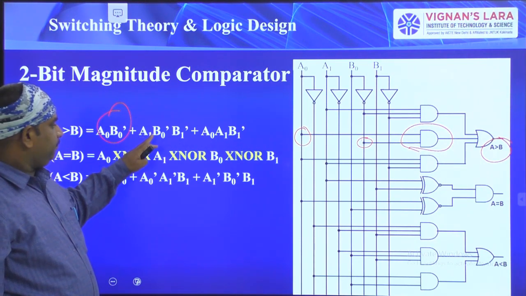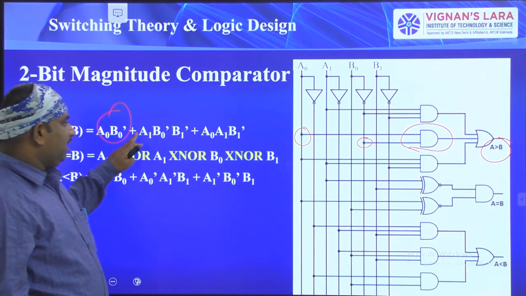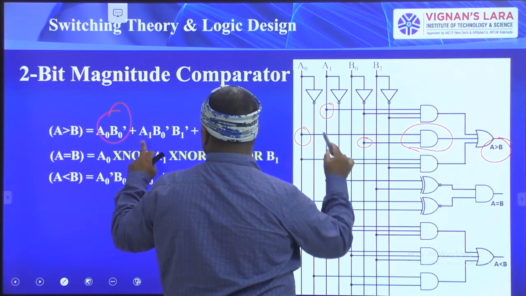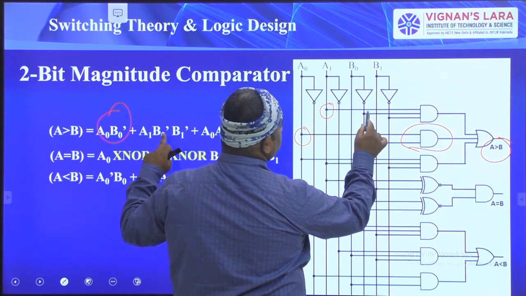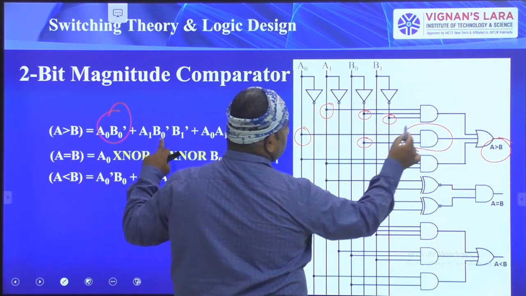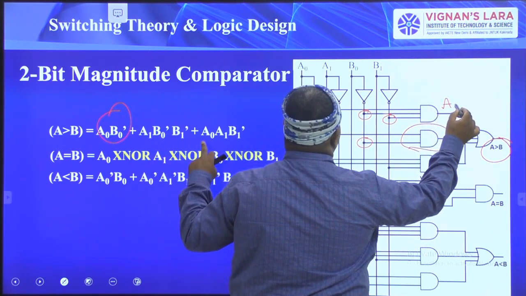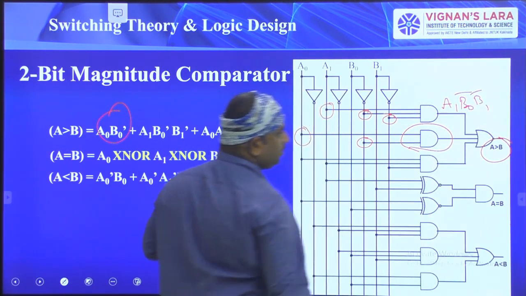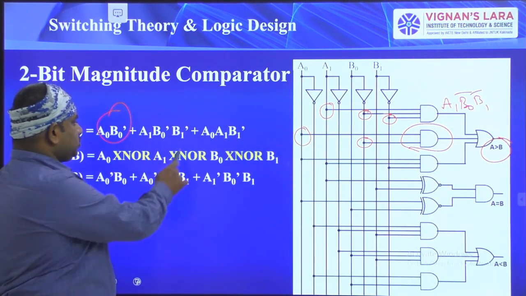Next, A1, B0 bar, B1 bar. So this is the A1, and B0 bar, B1 bar. So this is the function A1, B0 bar and B1 bar. So that is the next product term.